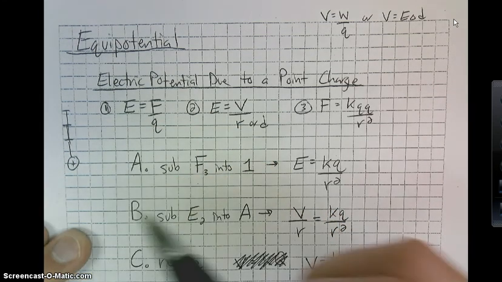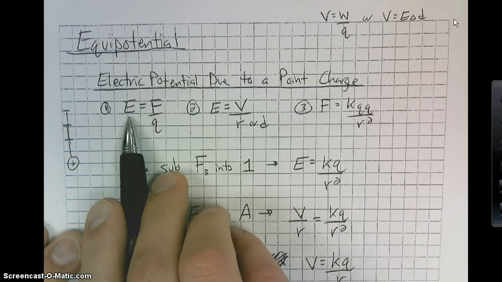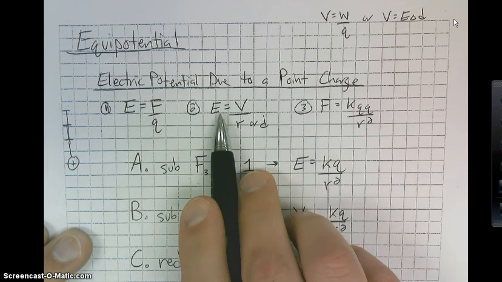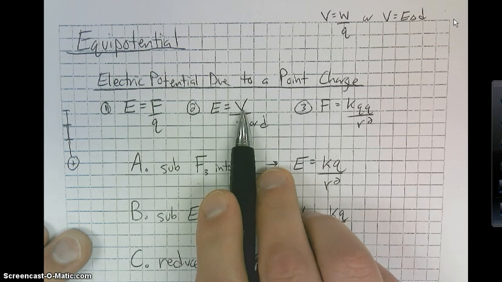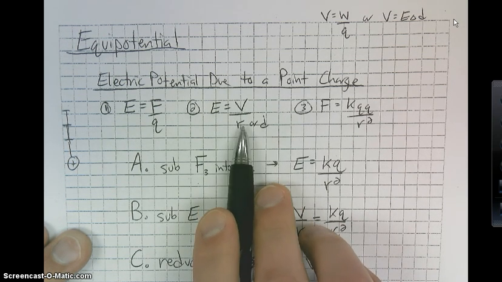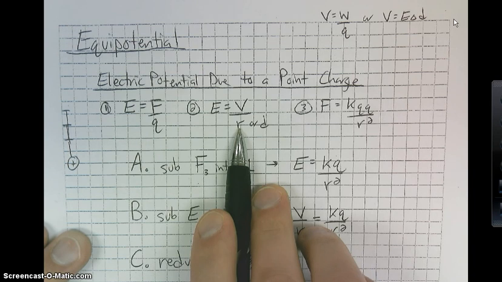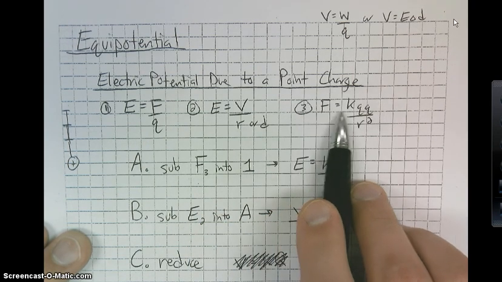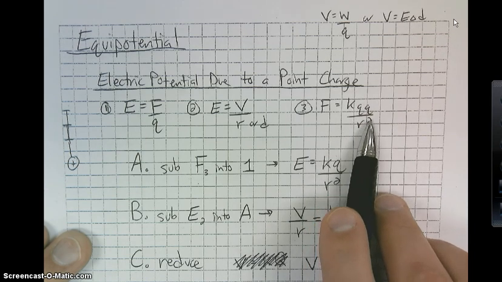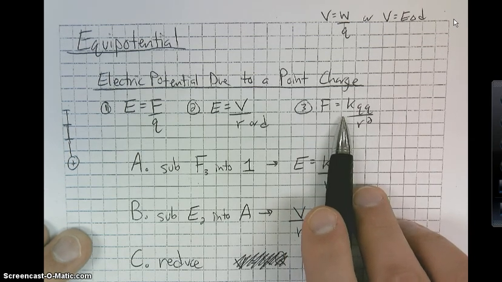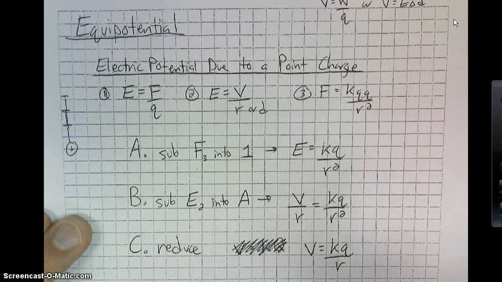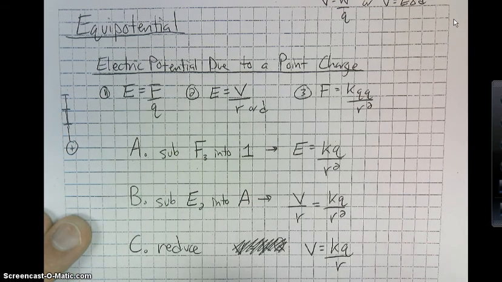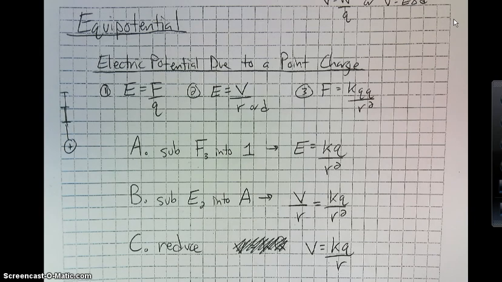If I write a few equations, the electric field is equal to the force over the charge. I could also write that the electric field is the voltage over the distance, or I could treat that, instead of distance, as a radius. And the last one would be the force is equal to kQq over r squared. So this is our Coulomb's law. I've led you through the steps here. So this again is the electric potential due to a point charge, the voltage away from a particular charge.